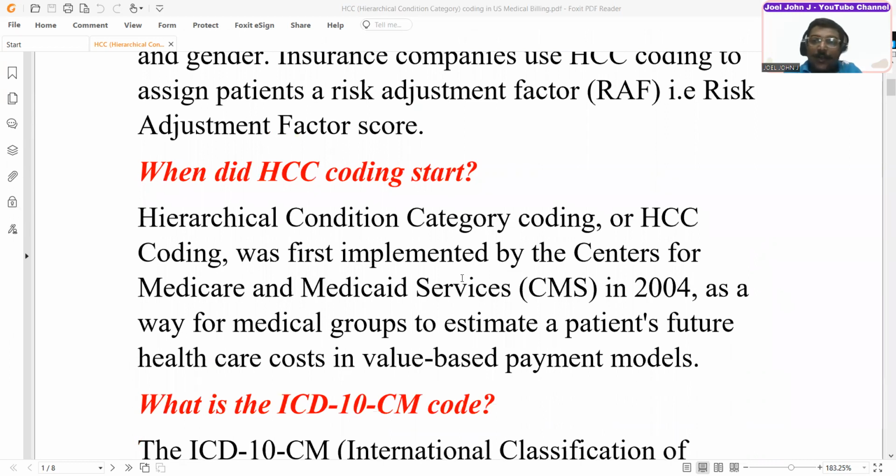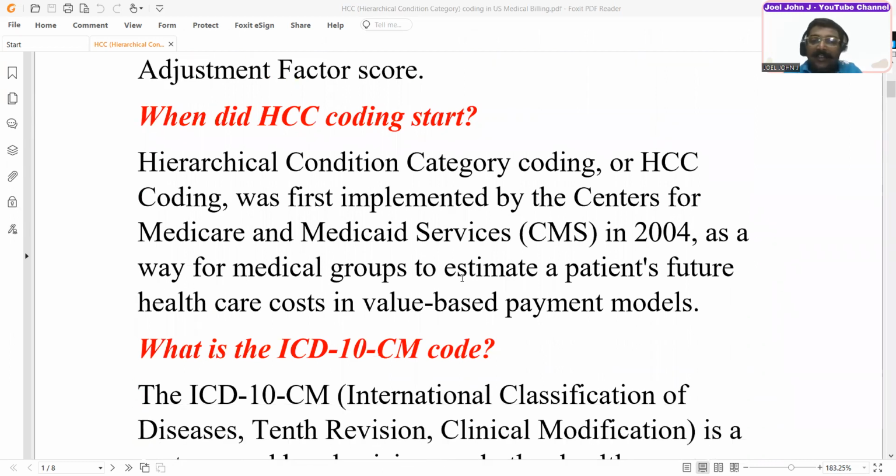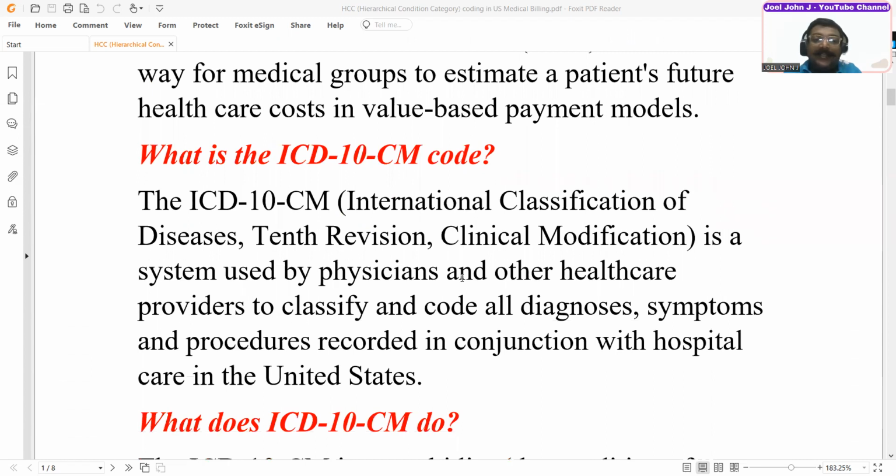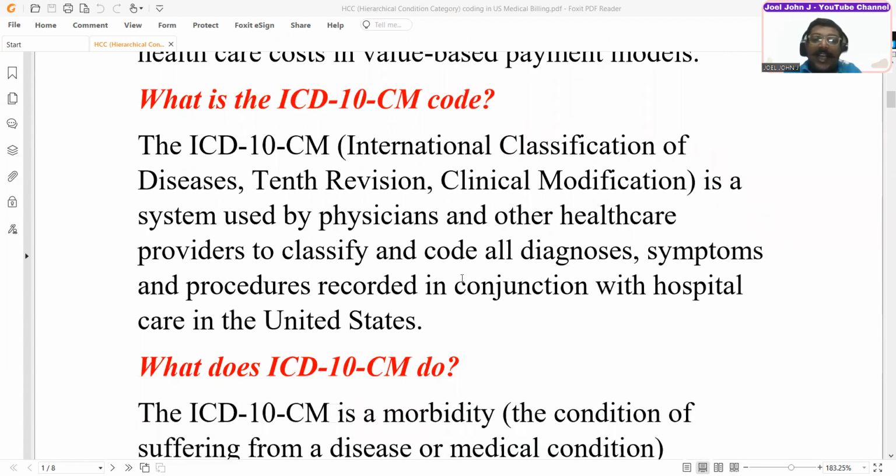When did HCC coding start? Hierarchical condition category coding, or HCC coding, was first implemented by the Centers for Medicare and Medicaid Services, that's shortly CMS, in 2004 as a way for medical groups to estimate a patient's future medical care cost in value-based payment models. What are ICD-10-CM codes?